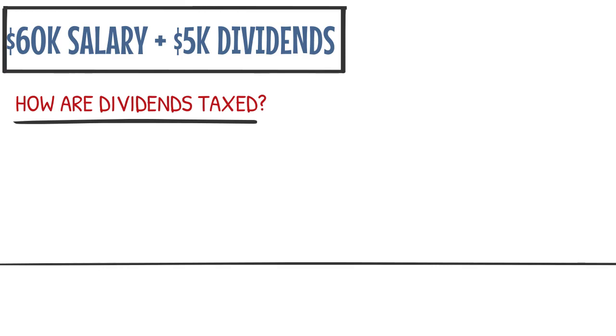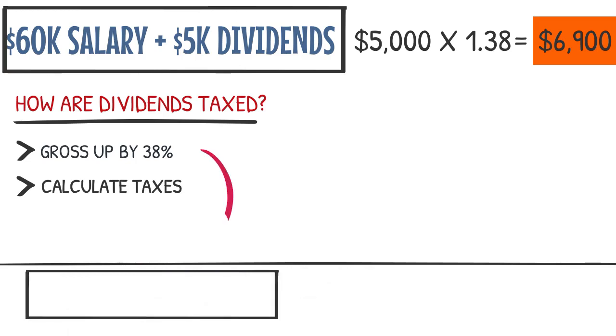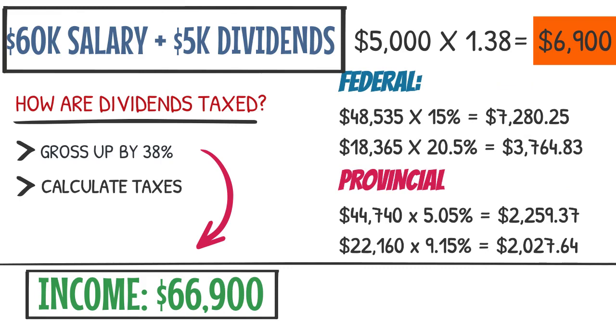On $5,000, he'll start by grossing up those dividends by 38%, bringing them to $6,900. This grossing up factors in the taxes that were previously paid on the dividends to arrive at a pre-tax amount, or a gross amount. You'll now calculate both your provincial and federal taxes, and you'll notice that your taxable income is now considered to be $66,900, not $65,000. That's because they use the grossed up amount of dividends instead of the amount that you actually received when calculating your taxes owing. On $66,900, your taxes would be as follows.